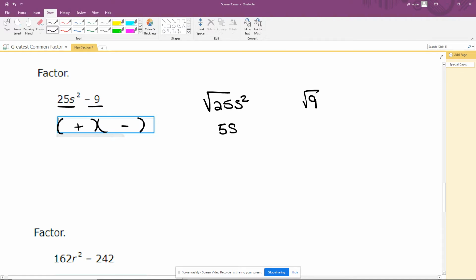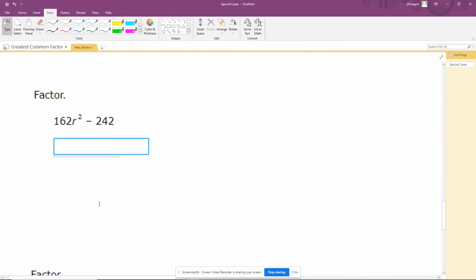5s times 5s is 25s squared. And the square root of 9 is 3. So that's my a, that's my b, and we know it's a plus b times a minus b. And there's my answer. You're done. Nice and easy. Let's move to the next one.